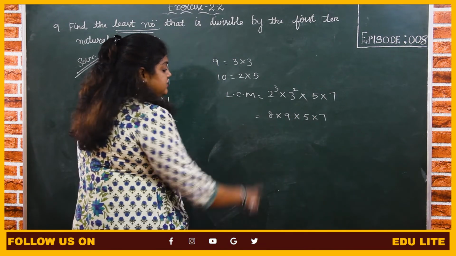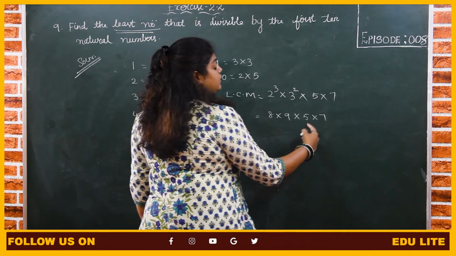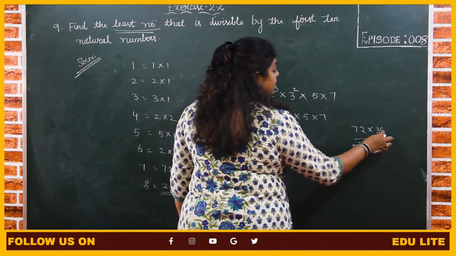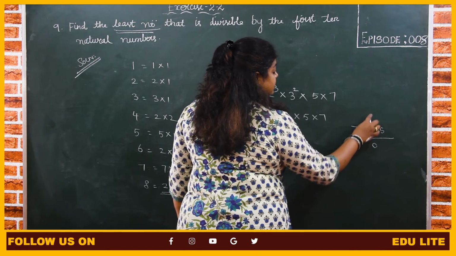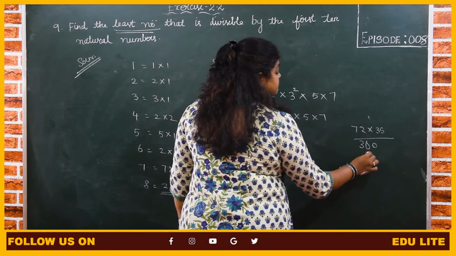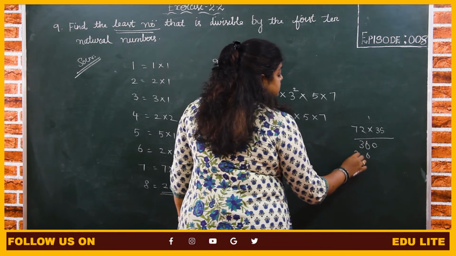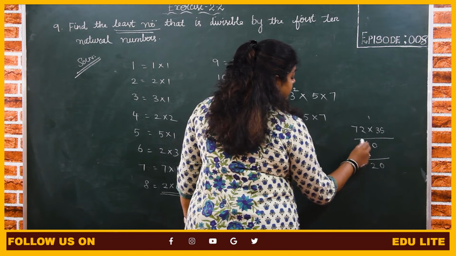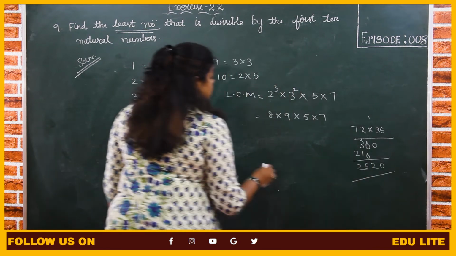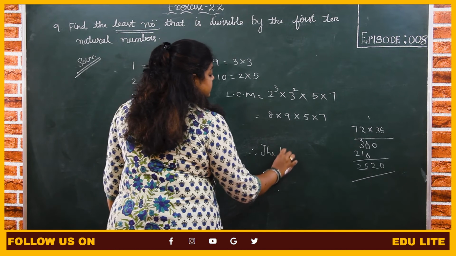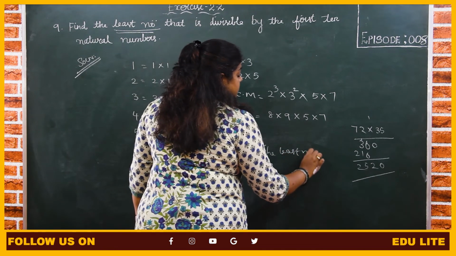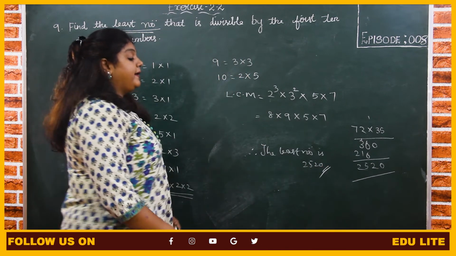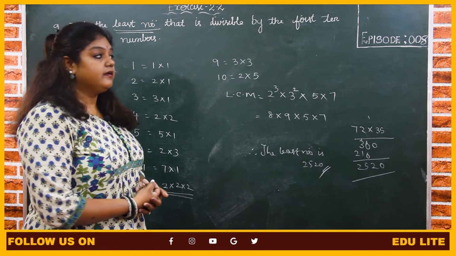9 8s are 72. 72 into 35. 7 5s are 35. What will it be? 2, 5, 2, 0. So the least number is 2520, which is divisible by all the first 10 numbers.